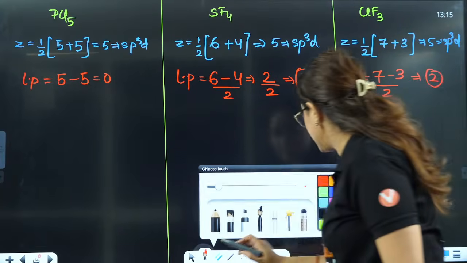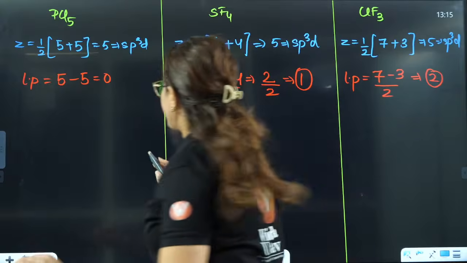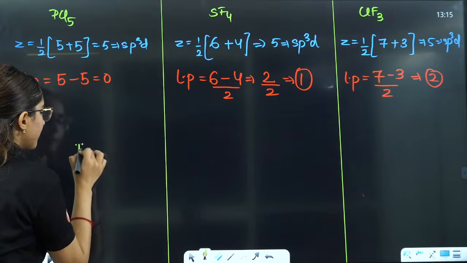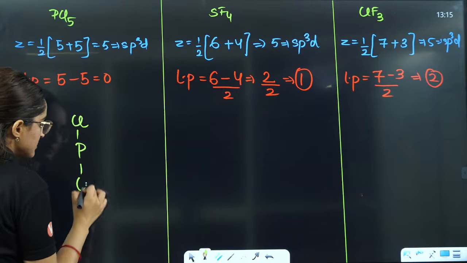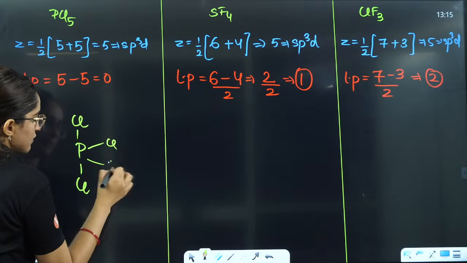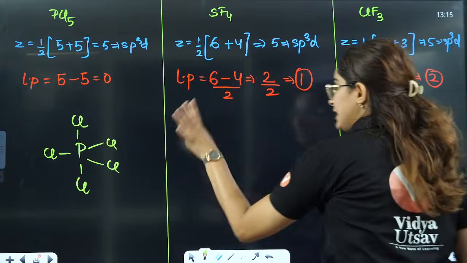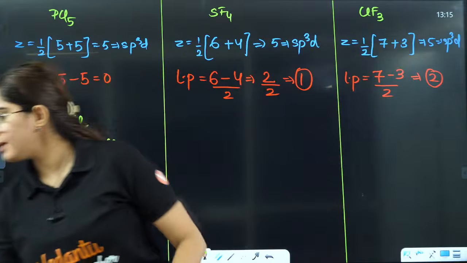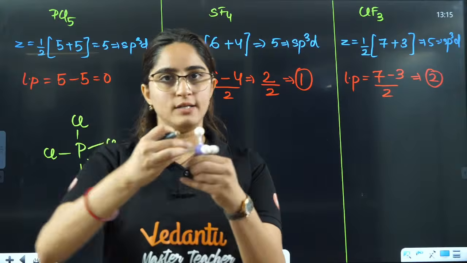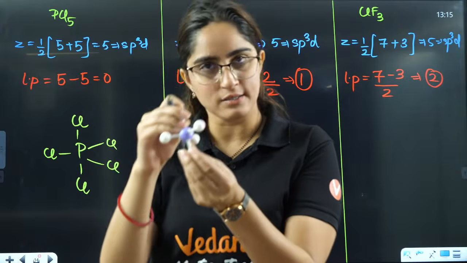Now see, here the geometry will remain the same. Geometry will be P with 1 Cl, 1 Cl, 1 Cl, 1 Cl, 1 Cl. Here you don't have any lone pair. So I am saying 3 Cl over here and 1 Cl above, 1 Cl down.